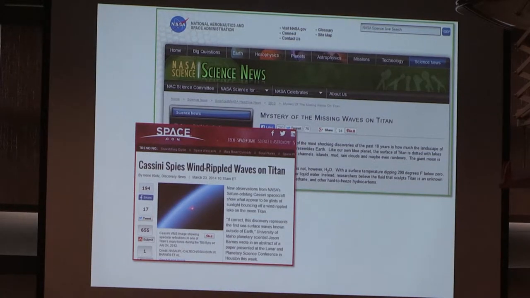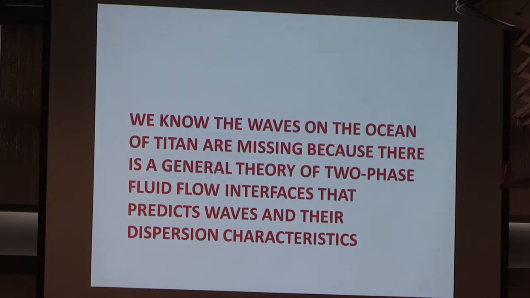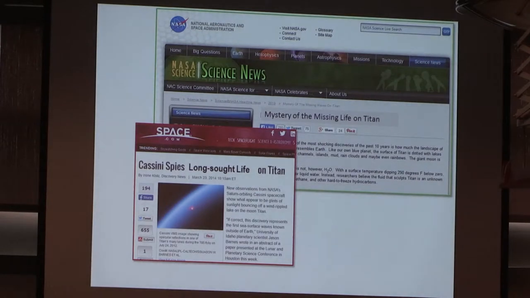So everything is all right, and the laws of physics work, and what we expected to see were eventually observed when you looked appropriately. So that just says that we know that those waves are missing because we have a general theory of two-phase fluid flow interfaces that predicts waves and even their dispersion characteristics. How about this headline, okay?